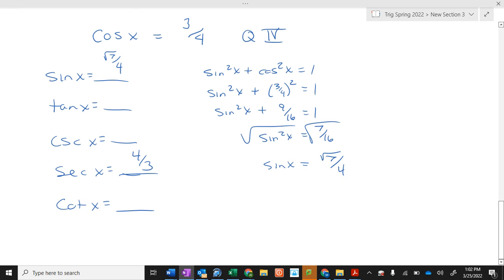But not so fast, my friends. We're in quadrant number 4. What is sine in quadrant number 4? Negative. Very good. Negative. Now, what's easy peasy lemon squeezy once we know the sine? The reciprocal. What's the reciprocal of sine? Cosecant. So my cosecant function is 4 over the square root of 7. Can we leave the square root of 7 on the bottom? No. We're not in calc, so we can't do that. So we multiply top and bottom by the square root of 7. So it's negative 4 square root of 7 over 7. There's cosecant.